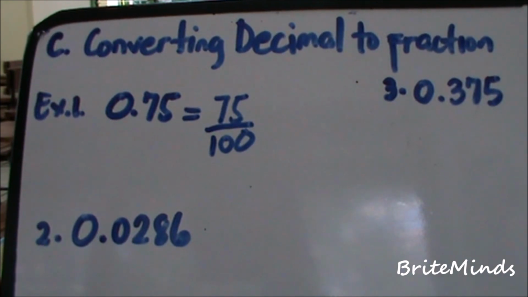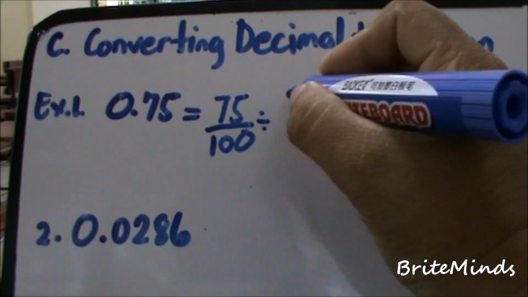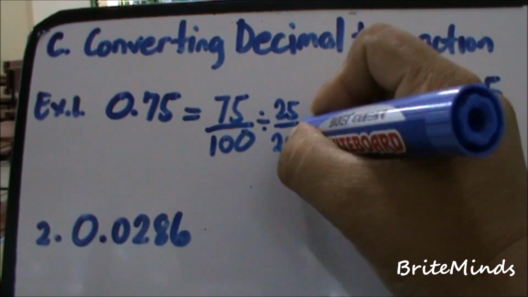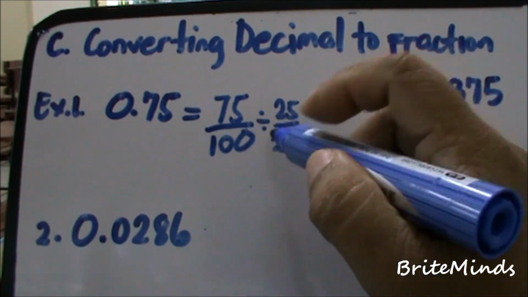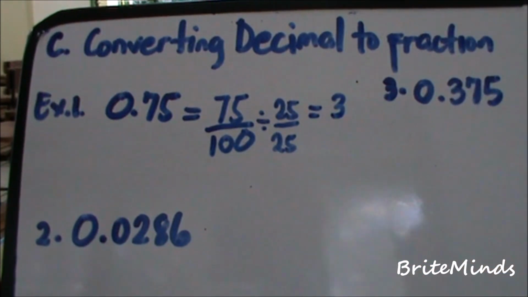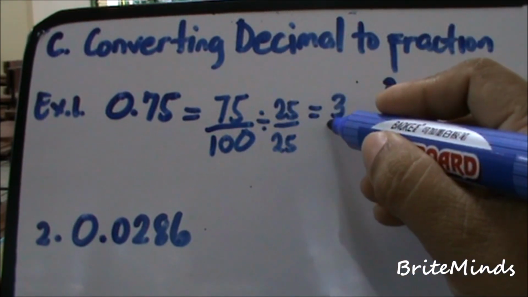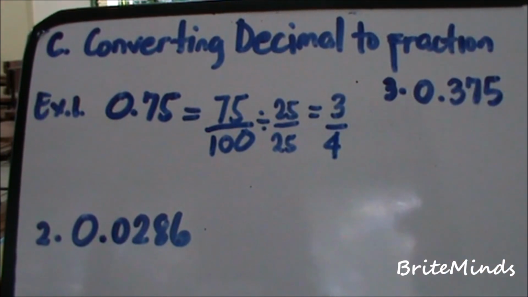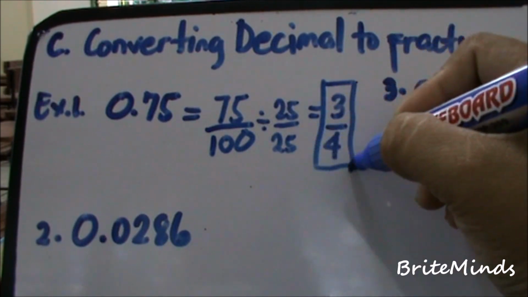Okay, so we're going to use 25. Divide by 25. So 75 divided by 25 will be 3. And then 100 divided by 25 is 4. So our answer is 3/4.